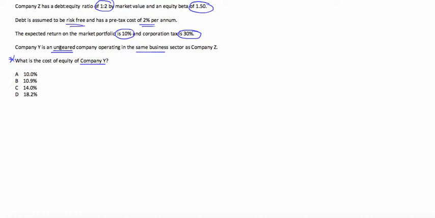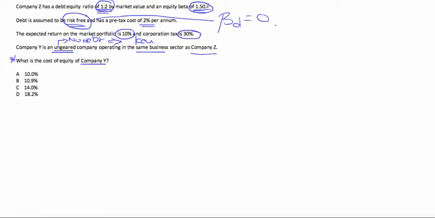Well, a couple of things to point out here. If it is ungeared, that means they have no debt, and we are essentially looking to calculate the ungeared cost of equity, KEU. We're also told that debt is risk-free, so when we come to work this out, the debt beta equals 0. Given the fact that we have an equity beta of Company Z that is geared because it has a debt to equity ratio of 1 to 2, this 1.5 is your geared beta.